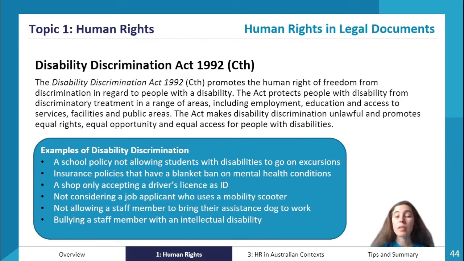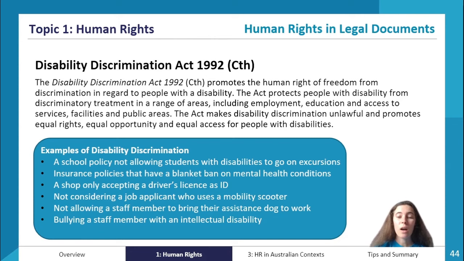So some examples of disability discrimination that may exist in society. A school policy that doesn't allow students with disabilities to go on excursions would be an example of disability discrimination. Any insurance policies that have a blanket ban on mental health conditions. A shop that only accepts a driver's license as an ID, and not everyone has a driver's license for various reasons.